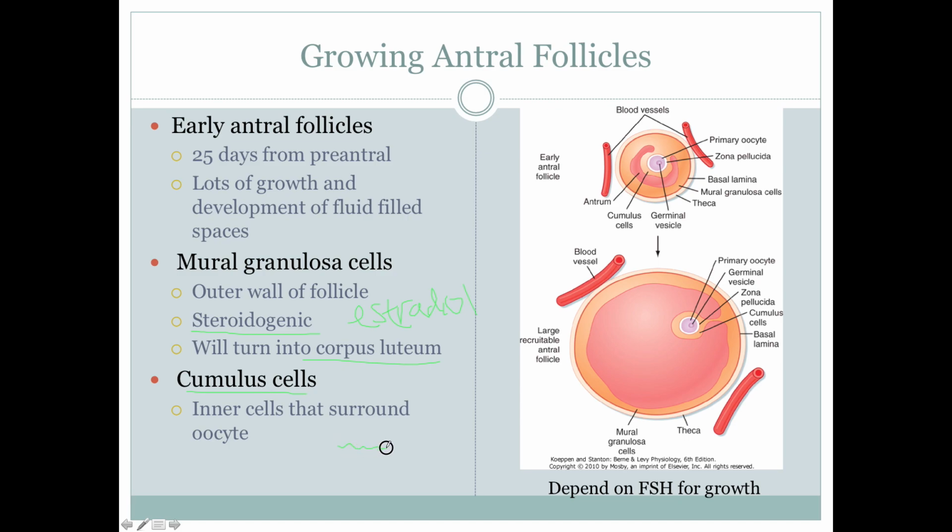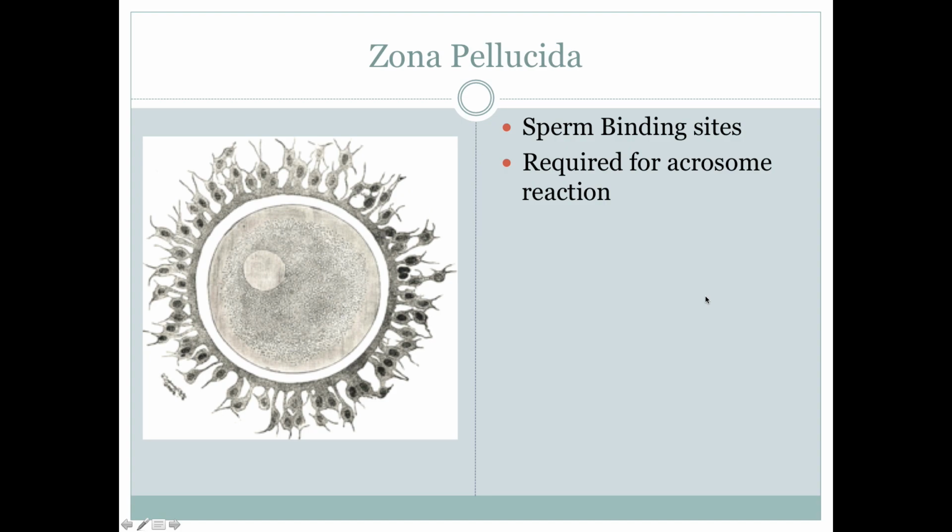Cumulus clouds are like those little wispy, thin clouds, right? Beautiful cumulus clouds. So those are the inner cells that surround the oocyte. So the cumulus cells, cumulus clouds, cumulus cells. They surround it, and they actually help protect the egg out in the cavity and in the fallopian tube so that it's not immediately just degraded by all the things in the body.